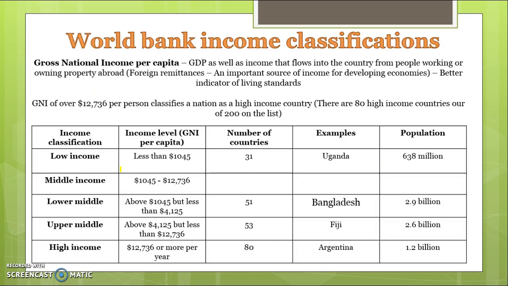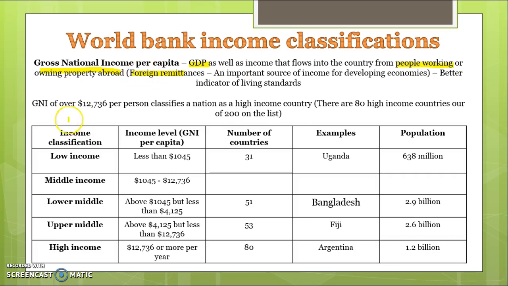The last measure is what we call the World Bank income classifications. So what they do is they use gross national income per capita. So rather than just using GDP, they also include money that flows into those countries from people working overseas or owning property abroad. So they're called foreign remittances, which is basically a source of income from overseas for developing economies. And it gives a better indication of living standards because you may have citizens of a particular country that are working overseas, but their money is not included in GDP per capita, but it would be included within this GNI figure because they are citizens of that country.